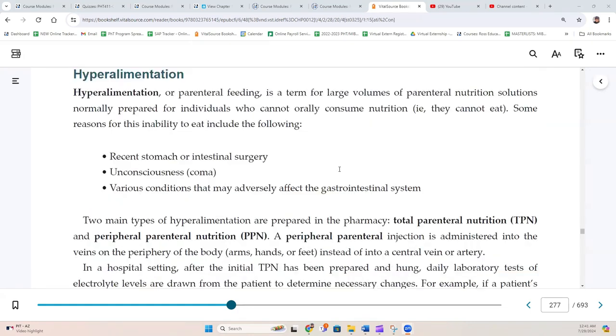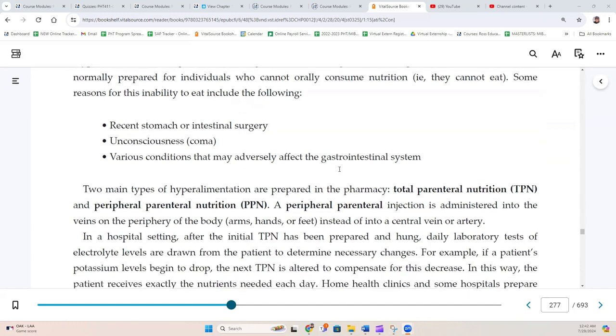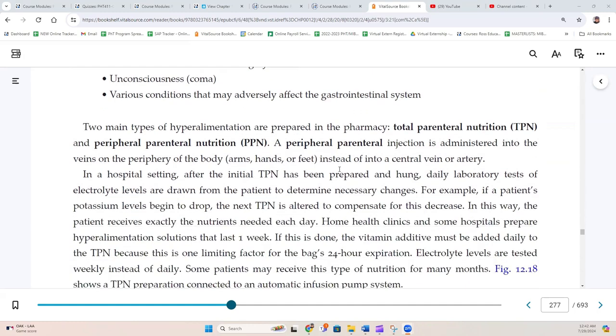Hyperalimentation or parenteral feeding is a term for large volumes of parenteral nutrition solution, normally prepared for individuals who cannot orally consume nutrition. So this is people with like cancer or that have had strokes, stuff like that. Some reasons for the inability to eat also can be from recent stomach or intestinal surgery, unconsciousness. Of course, if you're unconscious, you can't eat, but you still need nutrition in your body. Various conditions may adversely affect the gastrointestinal system.